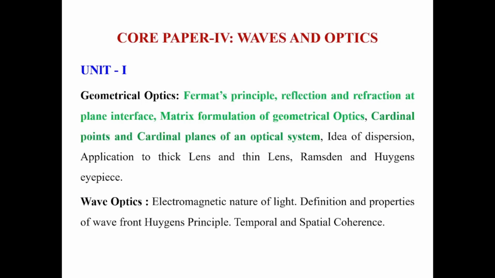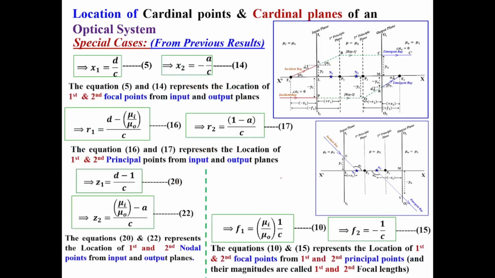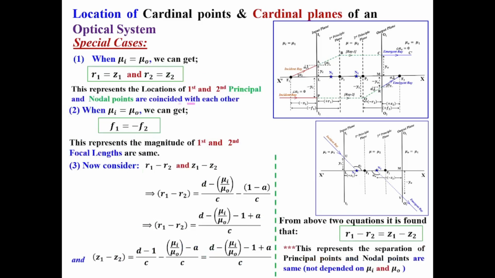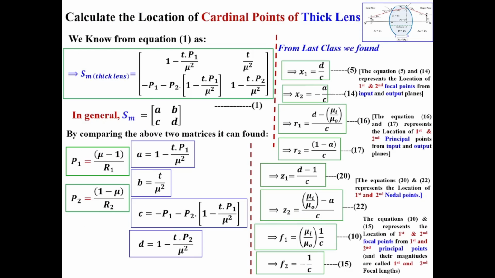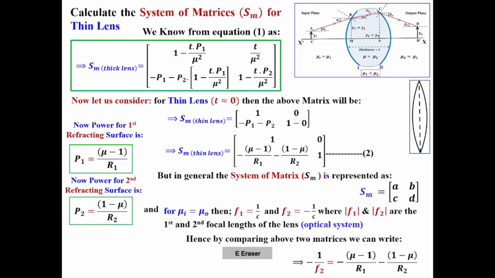Here, this one f1, obviously it will be minus. So f1 represents, in equations 10 and 15, the first and second focal points from the first and second principal points. If mu_i equals mu_o, this value will be 1 by C, and this value f2 will be minus 1 by C. Okay, now here, and the corresponding magnitudes will be the same.